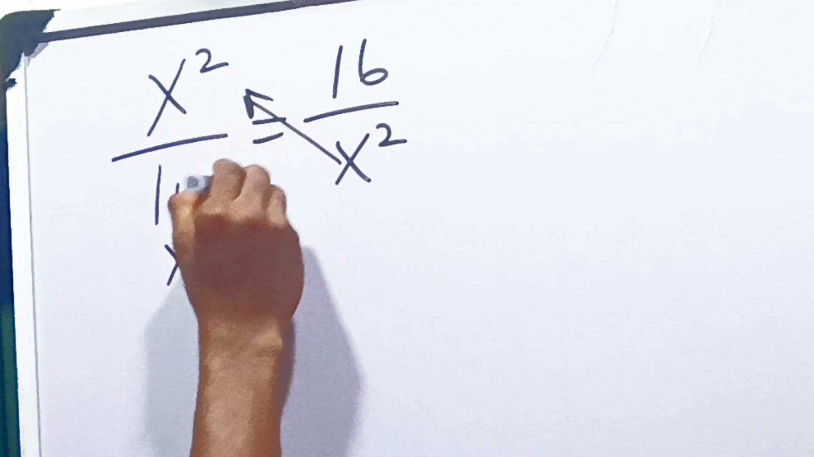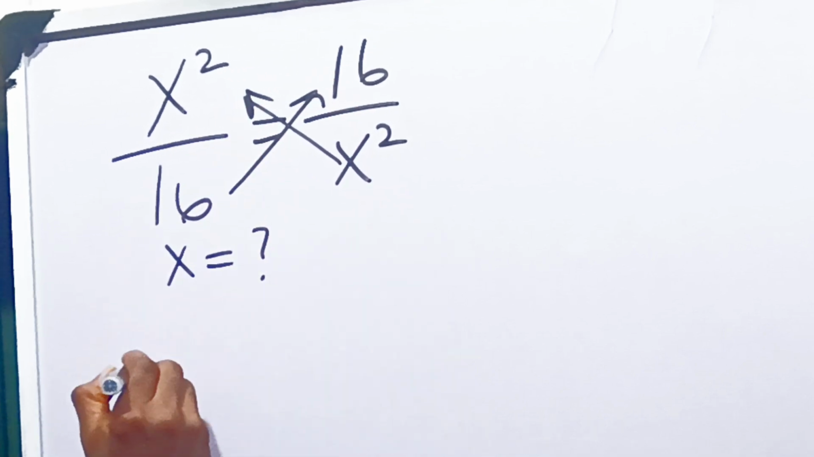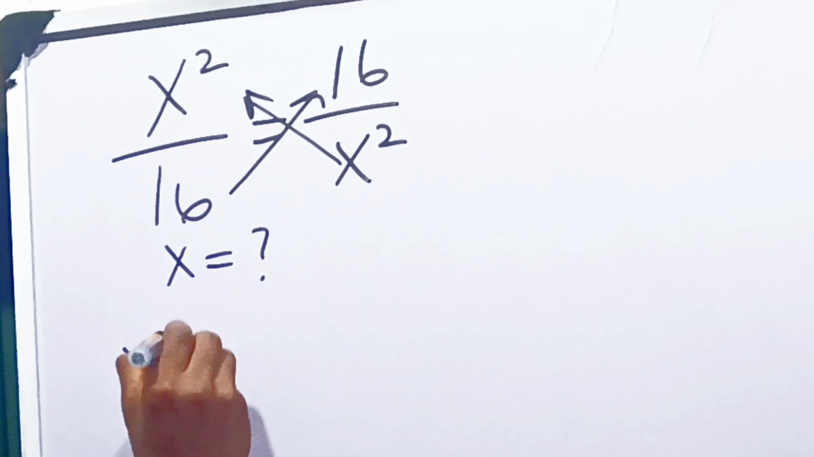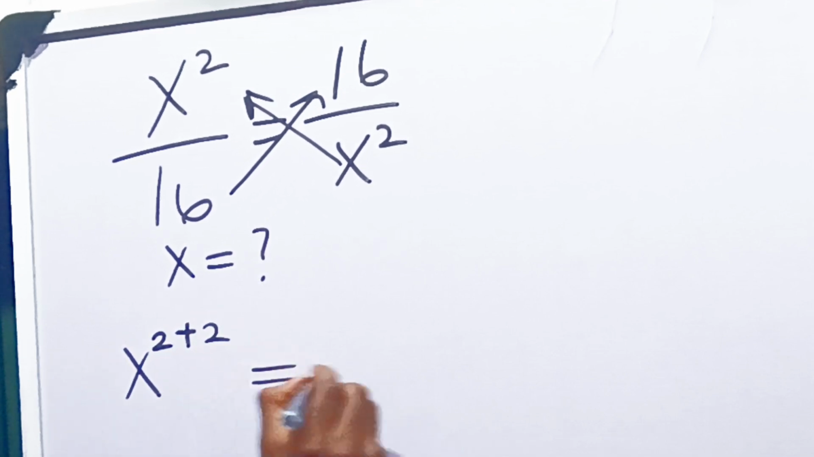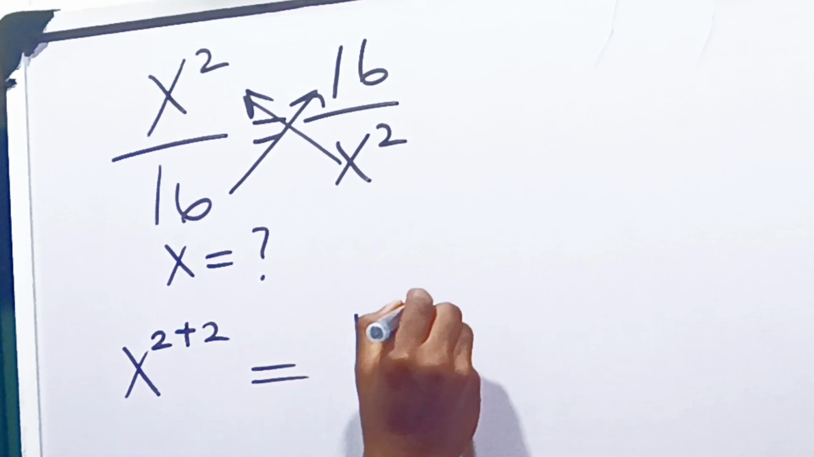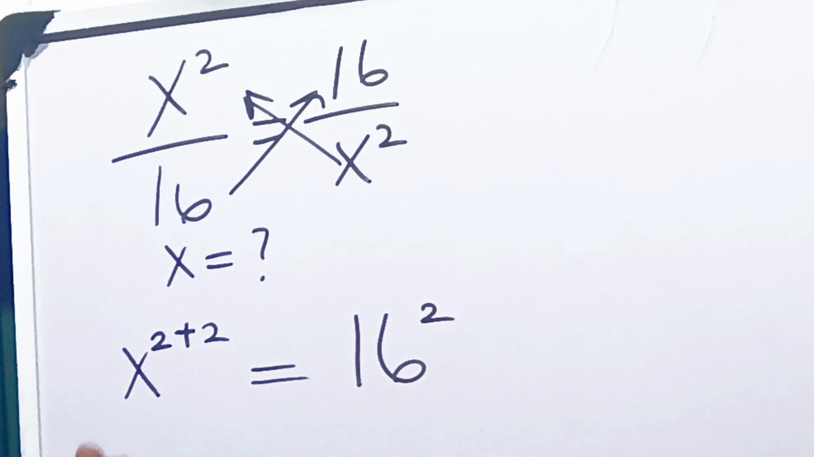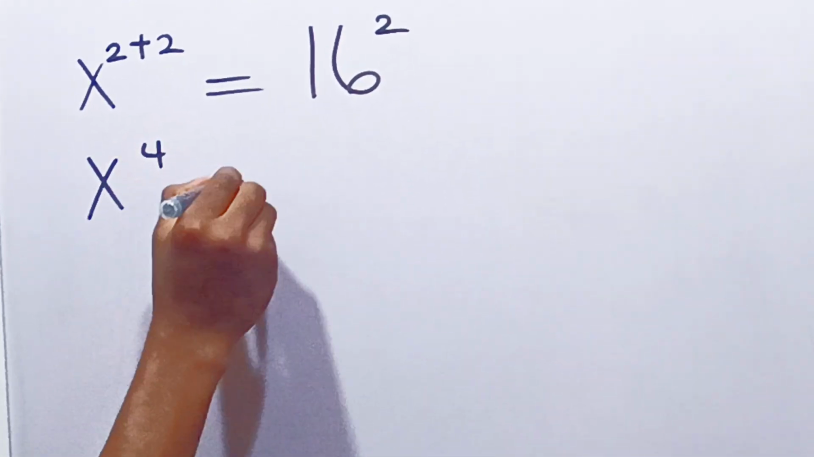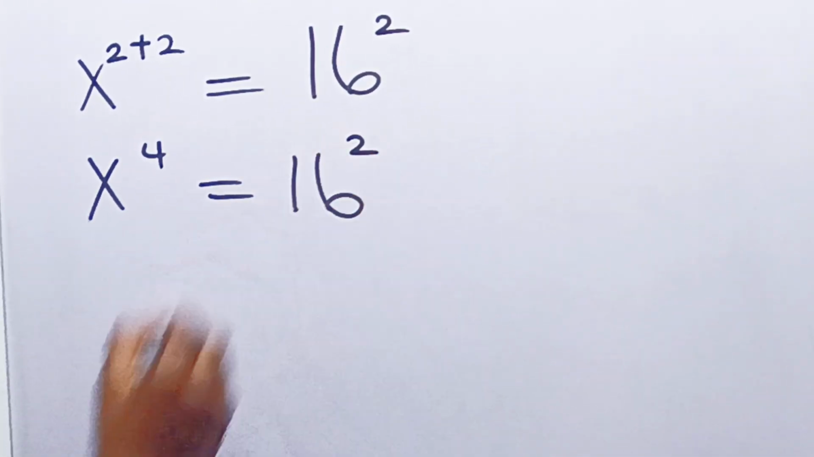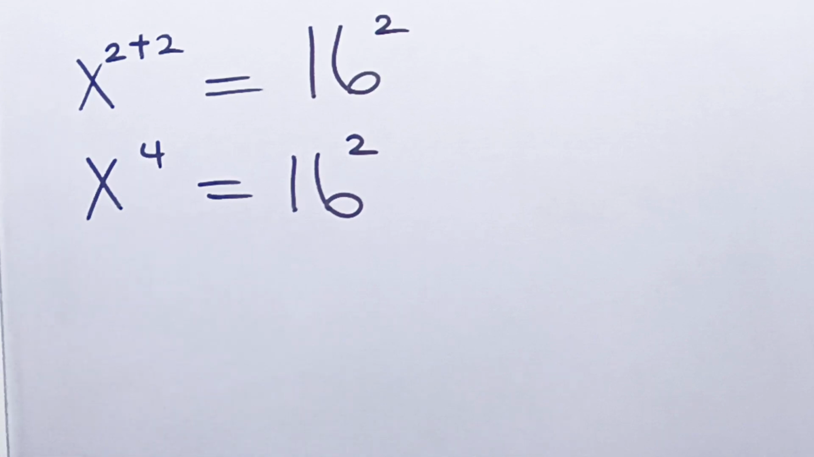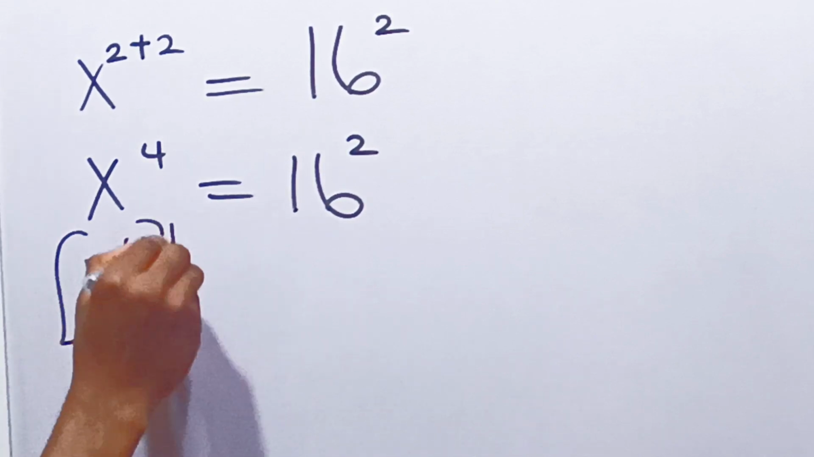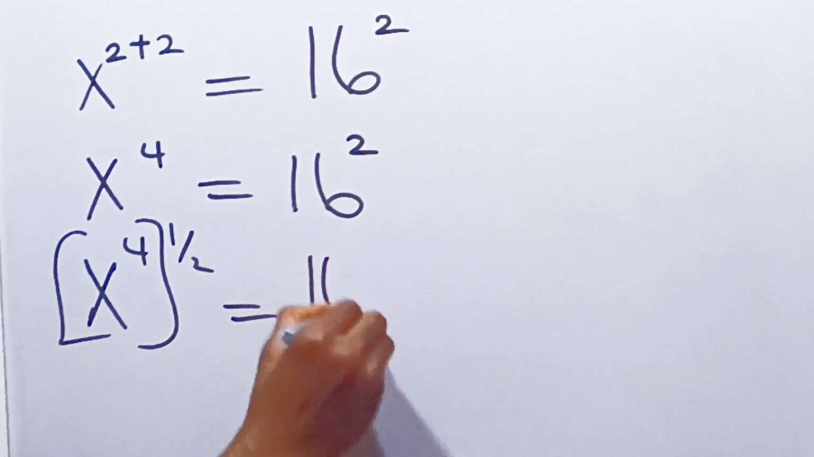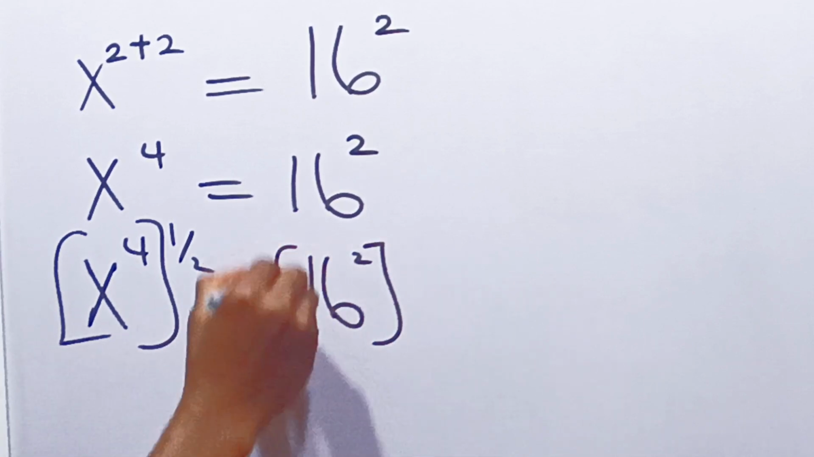So we have x squared multiplied by x squared is x to the power of 2 plus 2, since you add the powers, to be equal to 16 times 16, which is 16 squared, okay? So we have x raised to the power 4 to be equal to 16 squared. Now let's raise both sides to the power of half. So we have x to the power 4 raised to the power of half to be equal to 16 squared raised to the power of half.